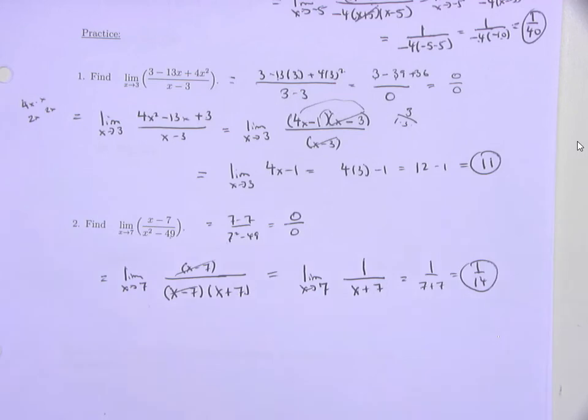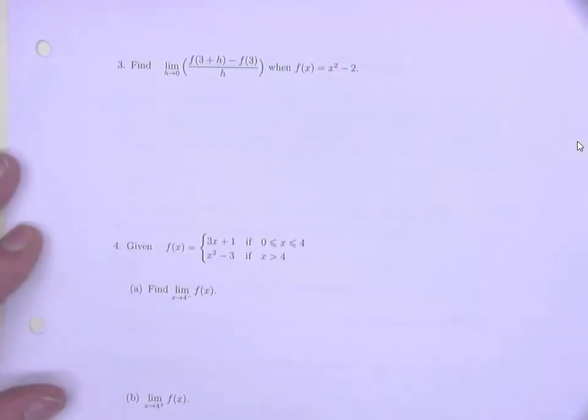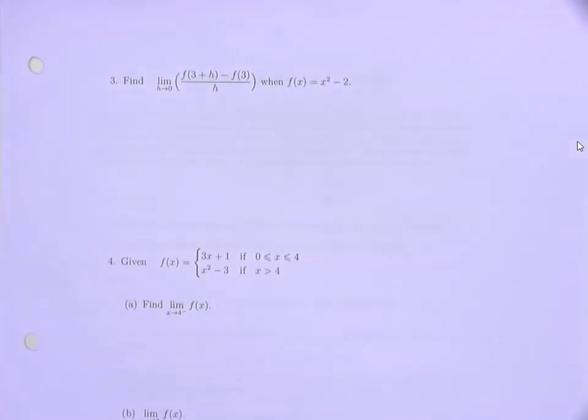Notice how I wrote it up. But there's some more examples, so let's take a look at the next one. So here's one that you're going to see in your near future in terms of applications, but here's the problem. We're supposed to take the limit as h approaches 0 of f of 3 plus h minus f of 3, divided by h, where f of x is equal to x squared minus 2.